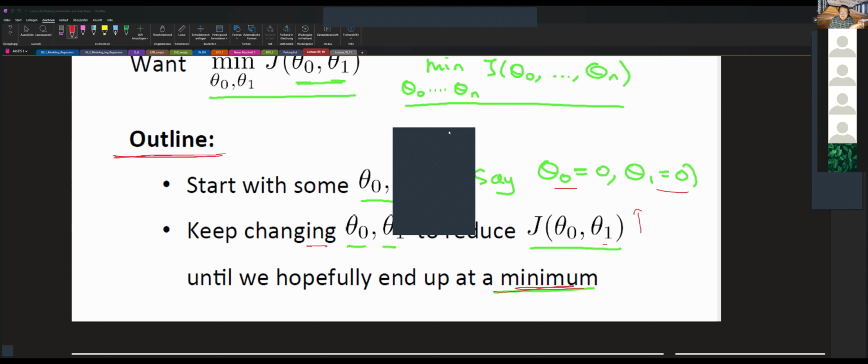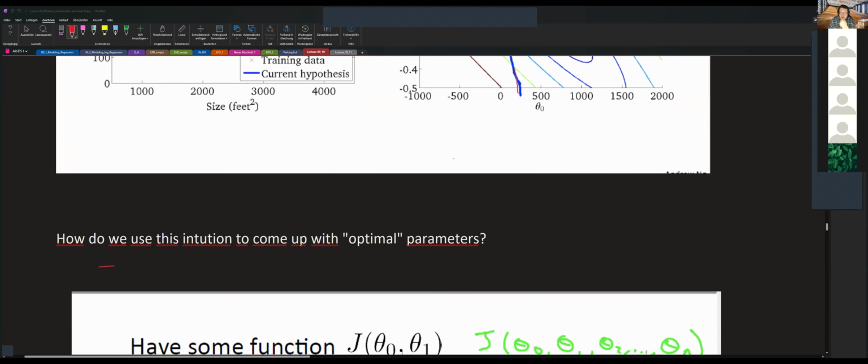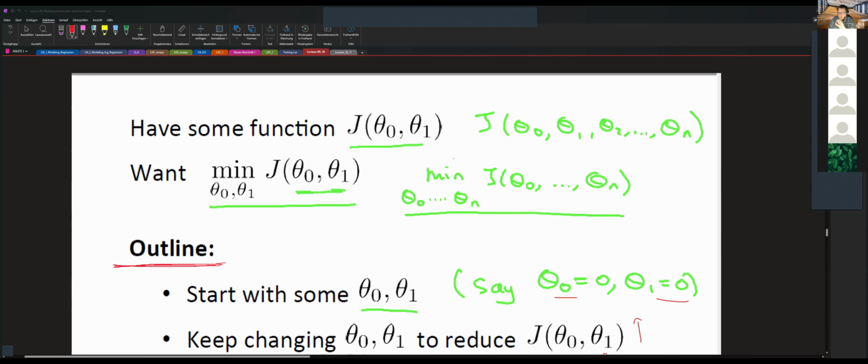I have to say this so that there are no misconceptions. We don't reduce theta. We reduce the cost function. So the cost function needs to go down. The theta values could go up or down. It doesn't matter; it depends on the cost function. So theta can go up or down, but what always goes down is the cost function.